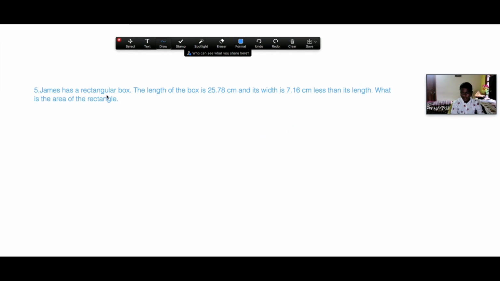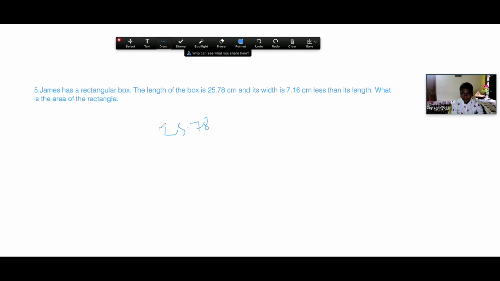Okay friends, now let's go and start the last question. James has a rectangular box. The length of a box is 25.78 centimeters and its width is 7.6 centimeters less than its length. What is the area of rectangle? Okay friends, so this is a little bit hard, so concentrate and let's solve it. So length of the box is 25.78 centimeters, right? And width is 7.6 less than its length. So what we should do here?